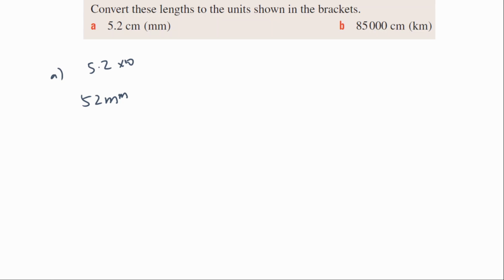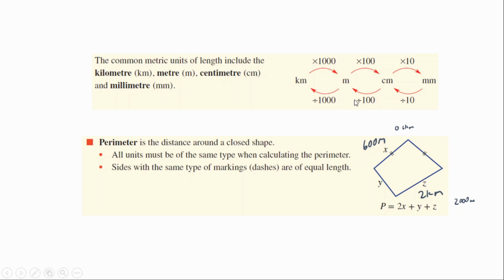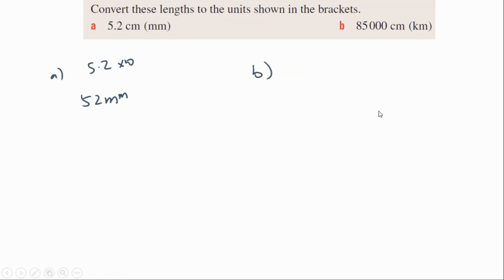Now the next one is a little bit harder. It's 85,000 centimeters to kilometers. So if you look at the flow chart from before, from centimeters to meters, we divide by 100, and then from meters to kilometers, we divide it by 1,000. So let's have a look here.